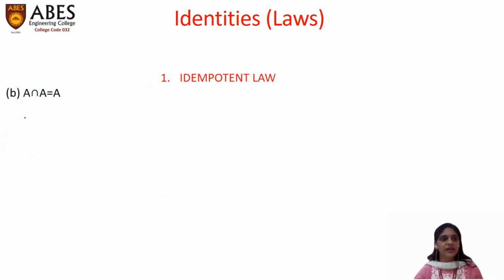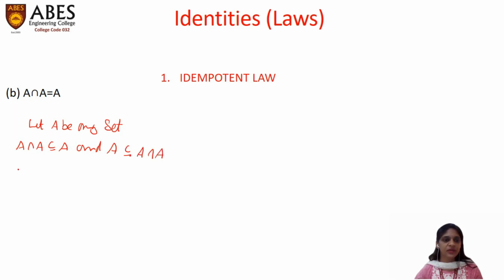Again, for this, let A be any set. For this set, we have to prove that A intersection A is a subset of A and A is a subset of A intersection A. So let's consider the left hand side, that is A intersection A is a subset of A.